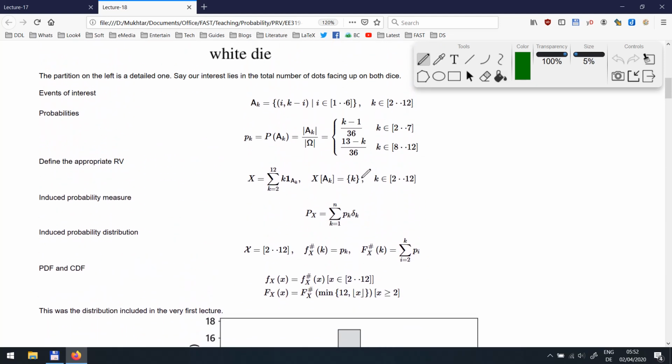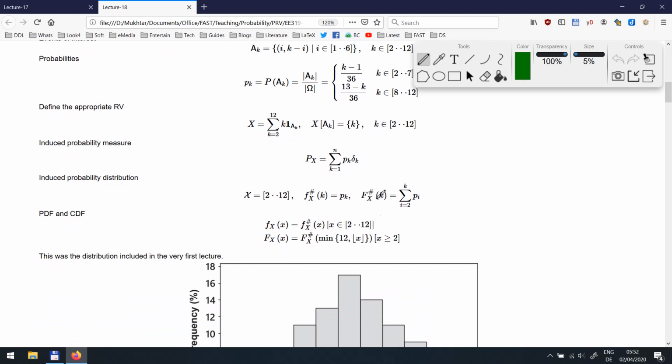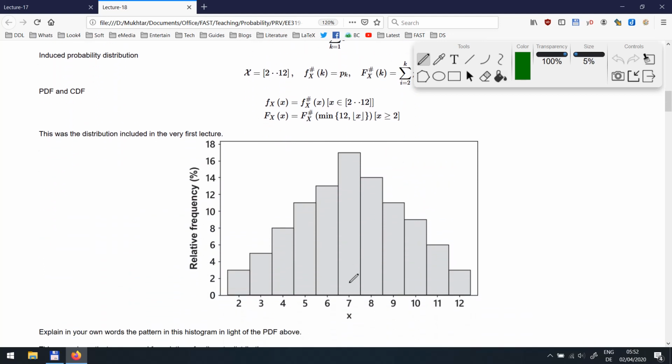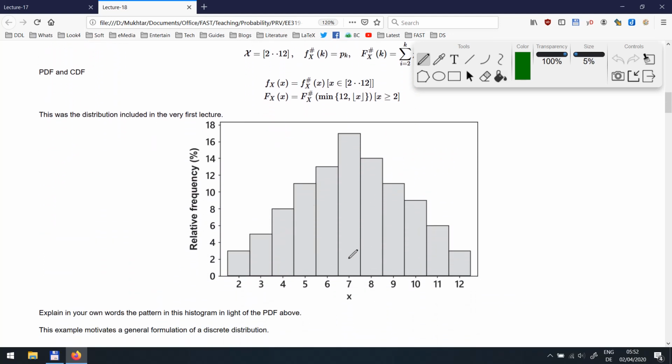Now, because I already told you that this probability increases from 2 up to 7 and it decreases from 8 up to 12, you can see this minus sign. There k is plus, here k is minus. So it's a falling line, that's a rising line, and that is exactly what you see in this histogram. This is the exact histogram which I showed you in the first lecture, and you see it increases from 2 to 7 and it decreases onwards.